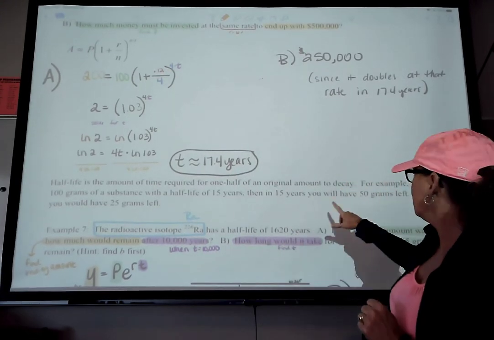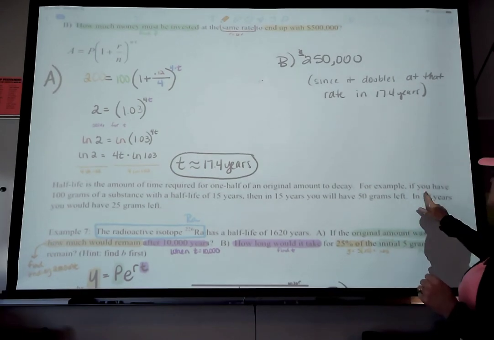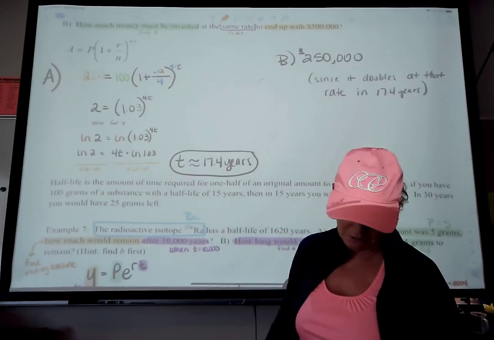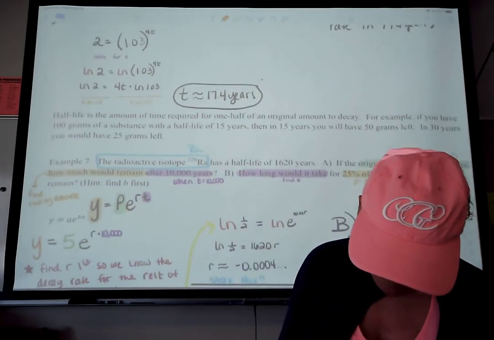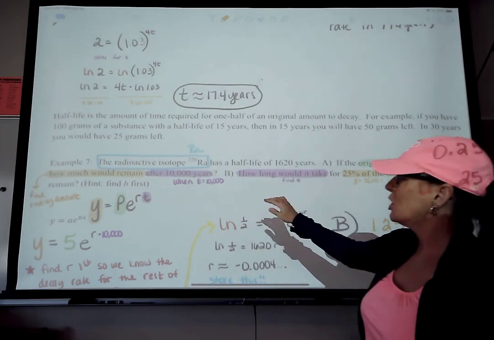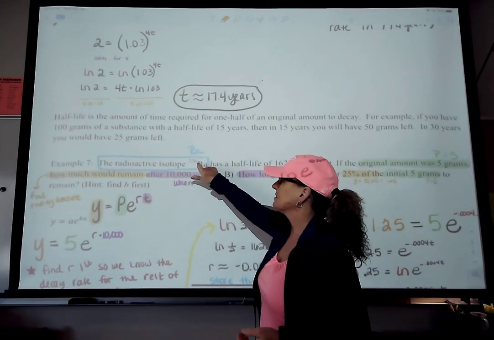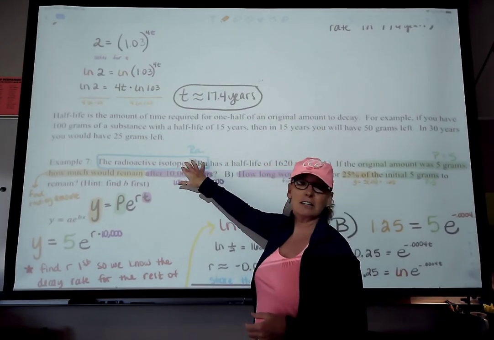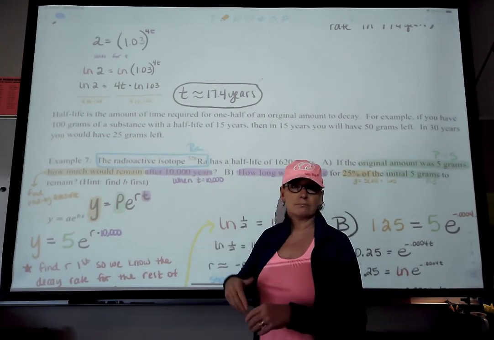And then if another 15 years pass, you're going to have half of 50, which is 25. So, here we go. It's talking about this radioisotope, and this is just its name. Do not let this freak you out. In fact, I shortened it. I'm going to call it Ray.